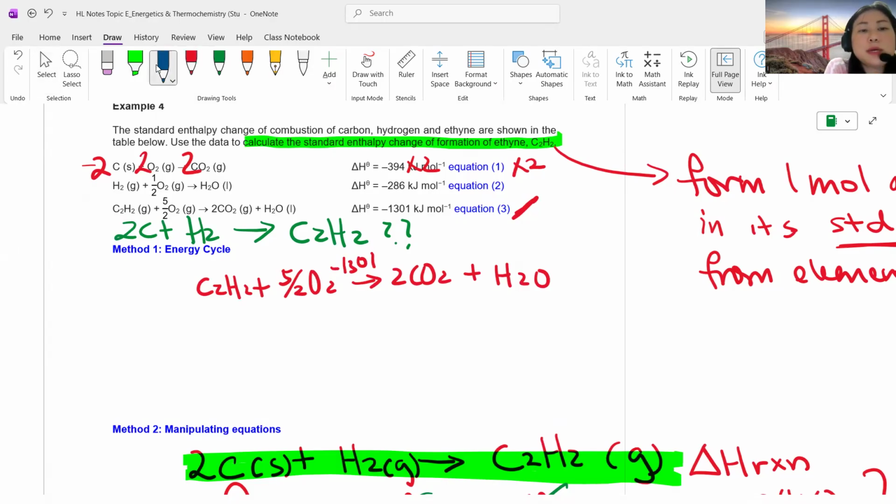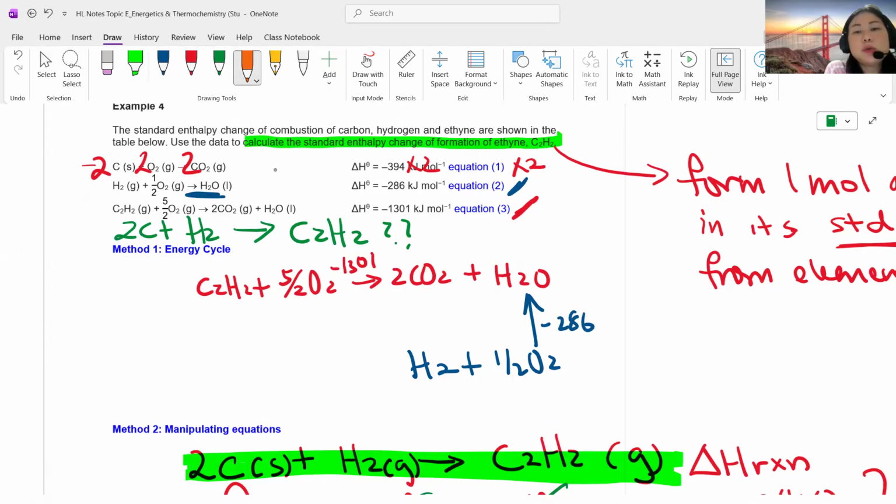Okay, then I'm going to add in equation 2. How to add in equation 2? Equation 2 says arrow point to water. I see water, I draw an arrow pointing to water. And before the arrow, I have H2 plus half O2. And the value is minus 286. So I'm done with this.